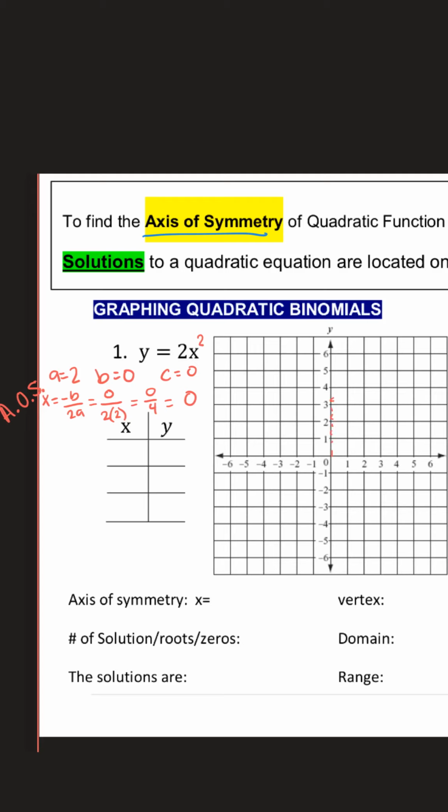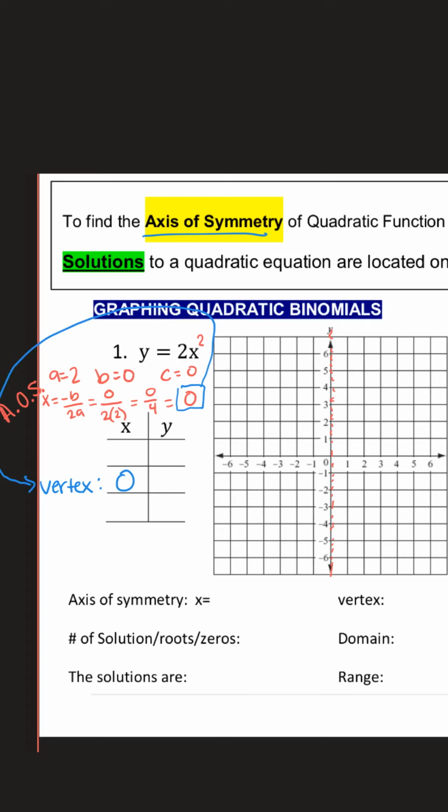So I'm going to go on my y-axis, and I'm going to draw a dotted line because that's my axis of symmetry. Okay, now my axis of symmetry is also the x-coordinate of my vertex, and my vertex goes in the middle of my table here. So my vertex is 0 something, and that 0 came from my axis of symmetry. So I'll draw a little arrow here so that we don't lose track.